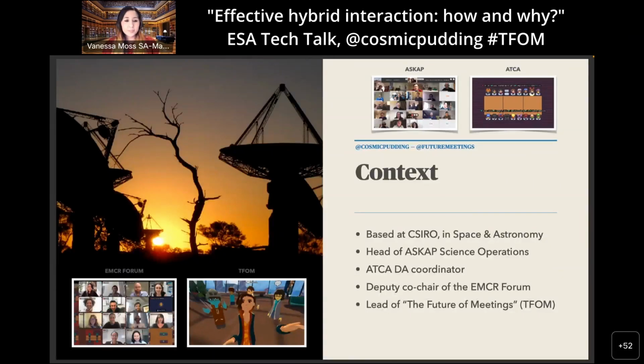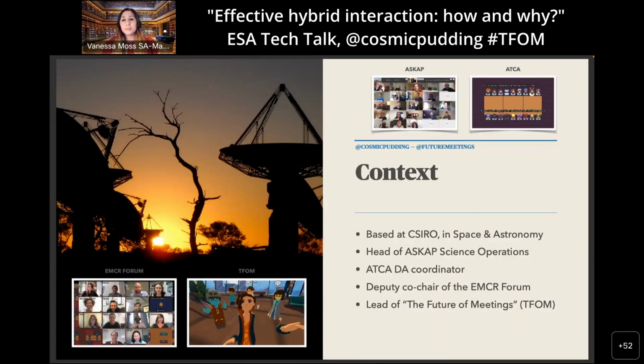So for context, following on from what Peter said, I'm based at CSIRO, which is Australia's National Science Agency, and I'm in the part of CSIRO that focuses on space and astronomy. I have a number of roles. One of my main roles is overseeing the science operations for ASKAP. I also coordinate the duty astronomers, so these are people who help support the Compact Array.